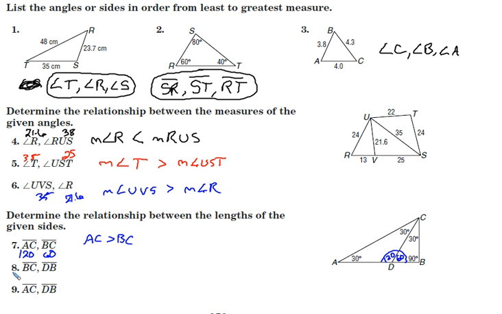BC is 60 again, and DB is opposite 30. BC wins. BC is a bigger segment, and therefore the angle is bigger. The angle is bigger, so therefore the segment's bigger. Greater than DB. And then lastly we have AC. Notice AC is opposite 120, and DB is opposite of 30. We have AC greater than DB. And there you are.